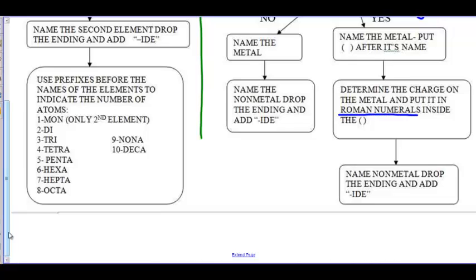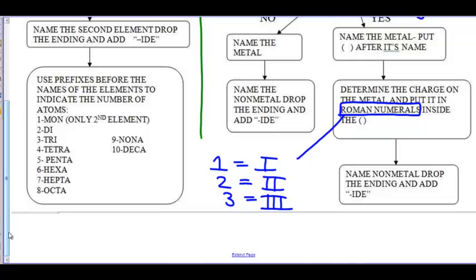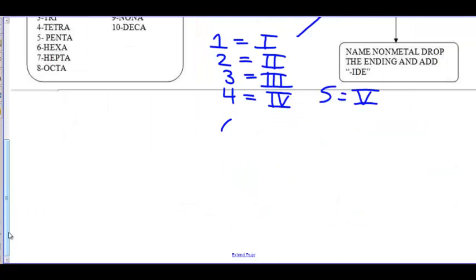Now, I know it's been a long time since some of you have dealt with Roman numerals, so let's deal with what they are. Roman numeral 1 is I. Roman numeral 2 is II. Roman numeral 3 is III. These are the three that you'll use most, okay? Roman numeral 4 is IV. Roman numeral 5 is V. Roman numeral 6 is VI. I don't know why I put 5 over there. Roman numeral 7 is VII. Okay? You really shouldn't have to go any higher than 7. Mn, I think, can have a charge of 7. Other than that, you really just have to know your Roman numerals 1 through 7.